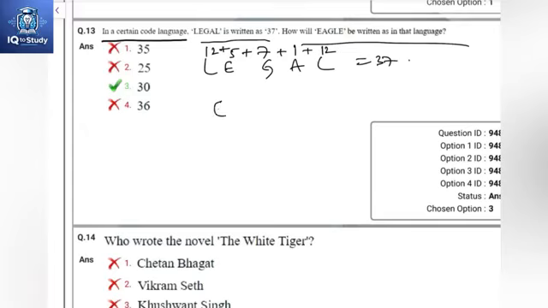Similarly, eagle, which is EAGLE, E is 5, A is 1, G is 7, L is 12 and E is 5. So 5 plus 1 plus 7 plus 12 plus 5 is equal to 30. So the answer is 30, which is option 3.